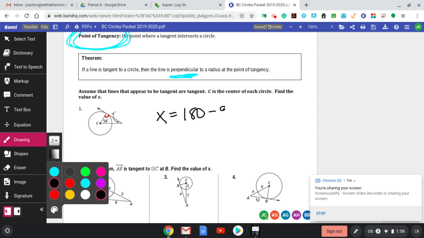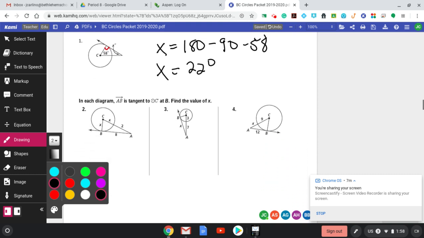So now to find x, there are 180 degrees in every triangle. So subtract the 90, subtract the 58. You guys can do the math with me. X will be equal to 22 degrees. I'm going to go a lot more hands off for now anyway. Next one here.